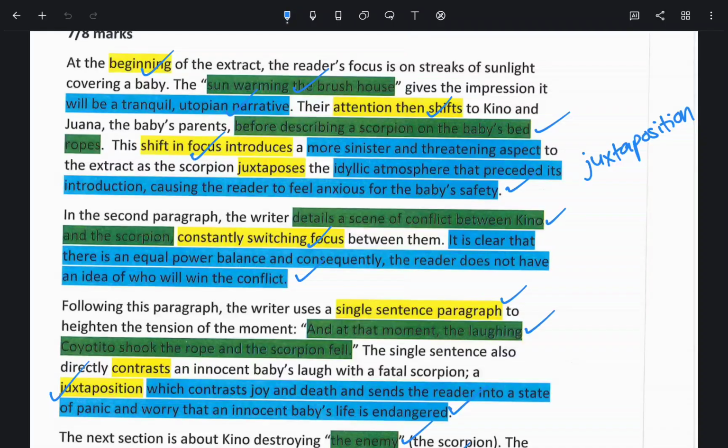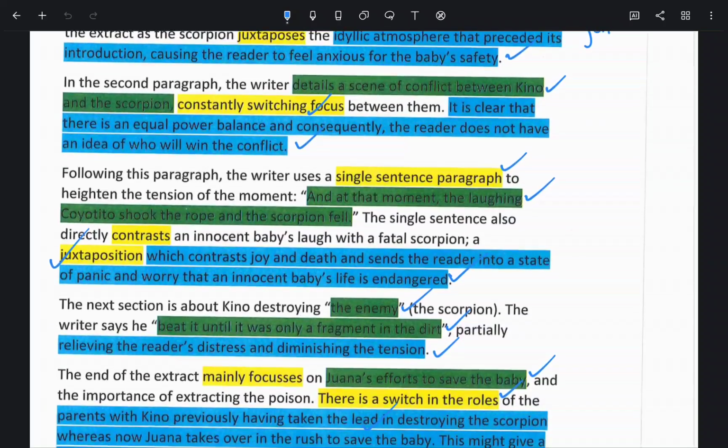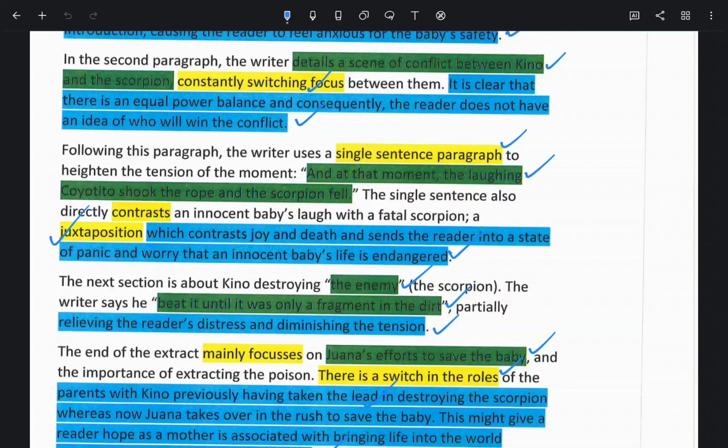They've identified structure, as you can see in yellow, juxtaposes. So here, juxtaposition is a structural device. In the second paragraph, the writer details a scene of conflict between Kino and the scorpion, constantly switching focus between them. It is clear that there's an equal power balance, and consequently, the reader does not have an idea of who will win the conflict.